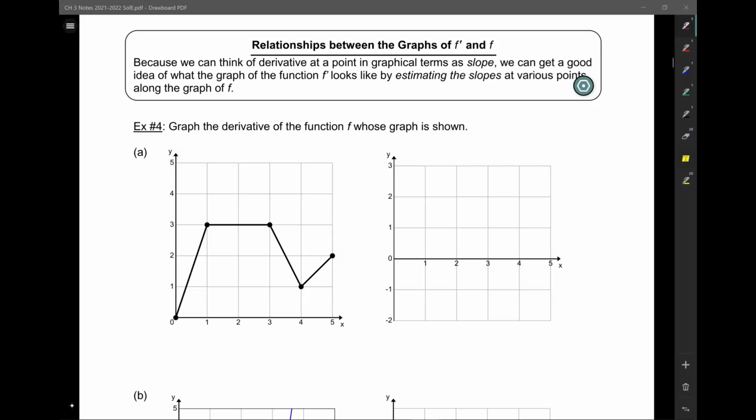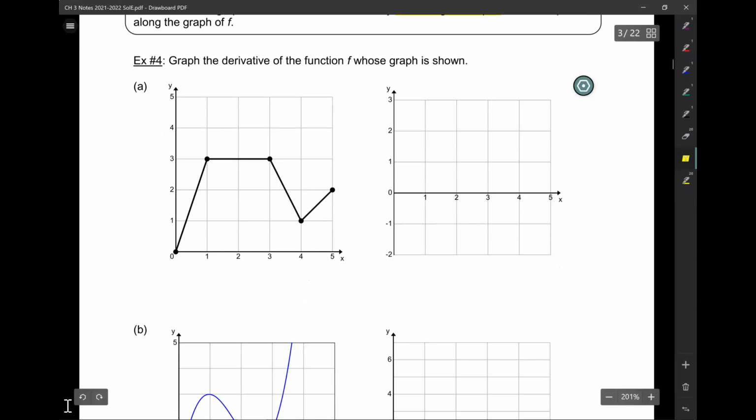So we just said that a derivative at a point is basically the slope of the function. If we do that, then we can take a look at a graph of f, and we can estimate the slope at various points along the graph. For some functions, you can get the slope exactly, and for other functions, you're going to estimate the slope, but that's fine. So let's do that here.